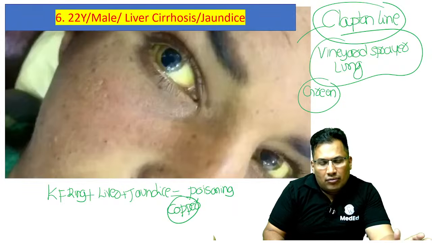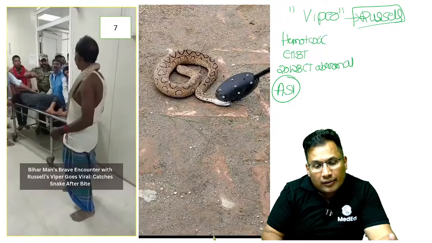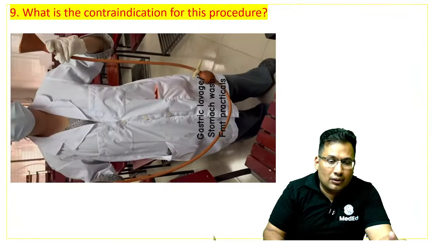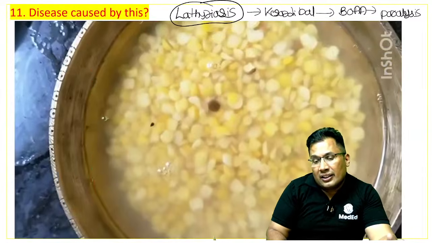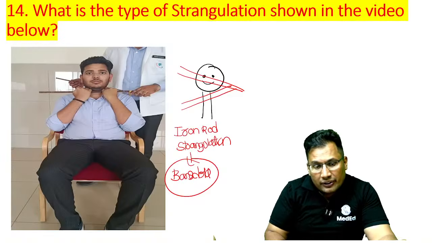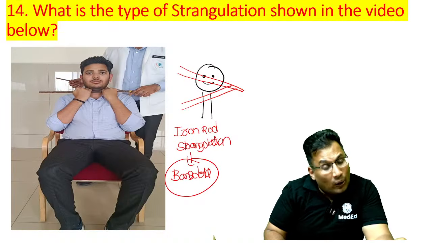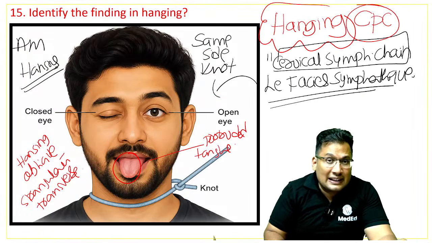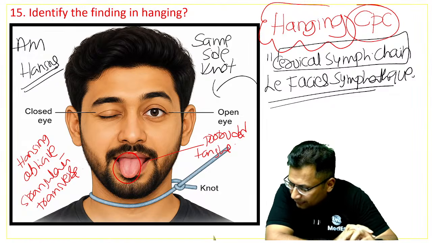Then Wilson disease, copper poison, viper, then batwing tremor, gastric lavage again, Argemone mexicana, kesari dal, we discussed kesari dal today, kesari dal chutney, malathion and the drug of choice, aluminium phosphide, rat poison, ratol or Colgate paste, watermelon death, Vance doula, then lay faces sympathetic.